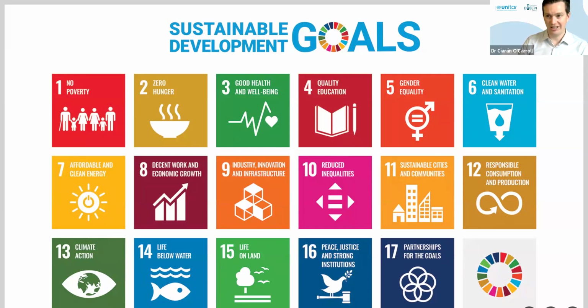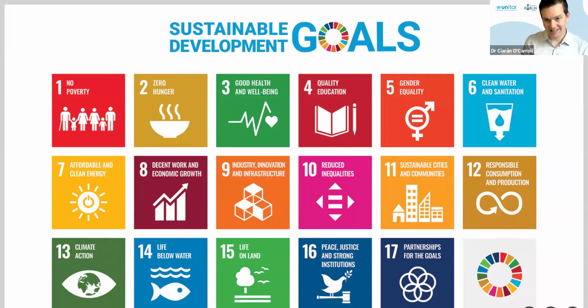All the goals are interconnected and aim to address global challenges, including, of course, poverty, inequality, climate change, peace and justice, and to develop partnerships to do so. The idea from the United Nations is that by working globally towards these goals, we can create a more sustainable and equitable world. And as you can see, there's 17 of them. So I won't go through them all one by one.